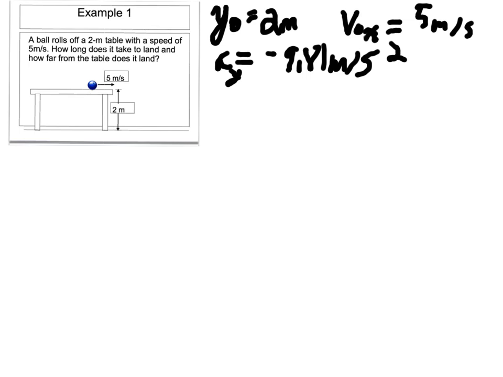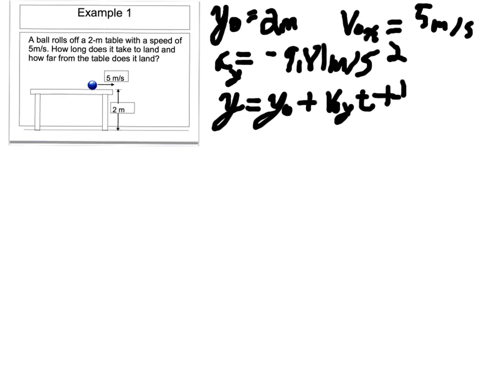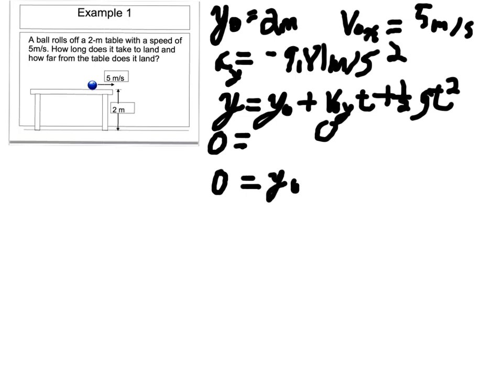So, thinking back to our position equation, rewritten for y, we have y equals y naught plus v naught y t plus 1/2 g t squared. Now I know some things. I know that my final y position on the ground will be 0. I know my initial will be 2 meters, but I'm going to leave that as a variable right now. I know that v naught y is 0, so I can eliminate those parts of the equation, and I'm left with 0 equals y naught plus 1/2 g t squared.